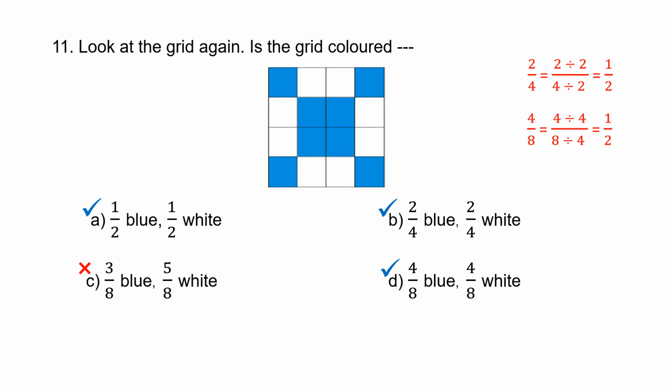So for this problem we have three correct options, A, B and D. But the option C is wrong because the two fractions 3 by 8 and 5 by 8 are in their lowest terms. That means we cannot simplify these two fractions.